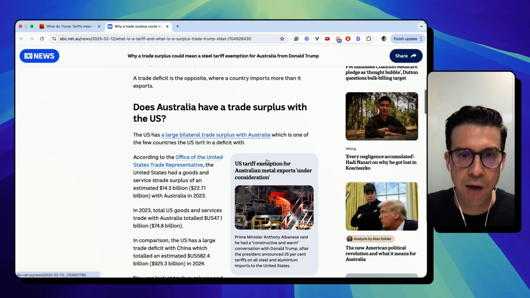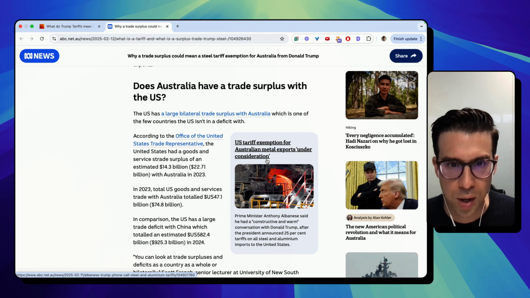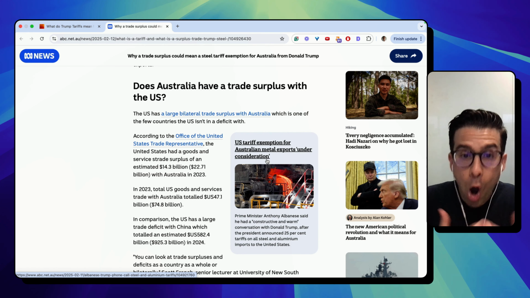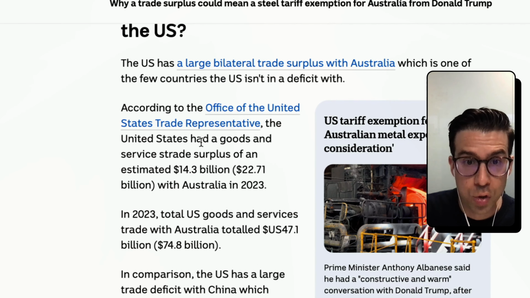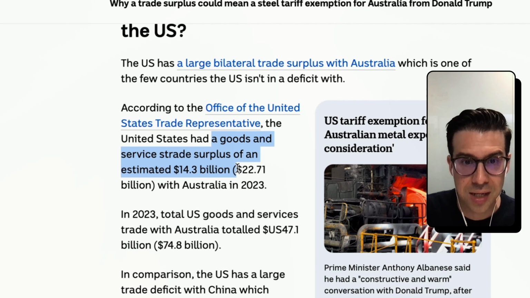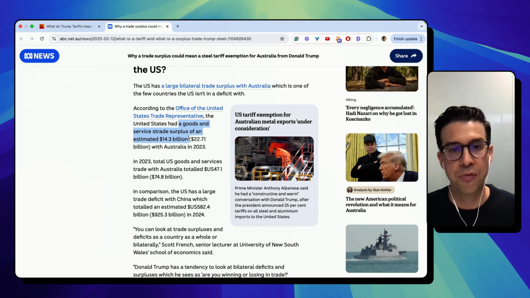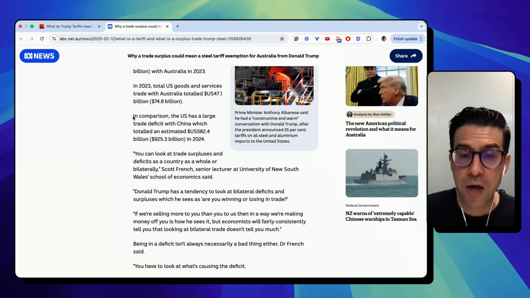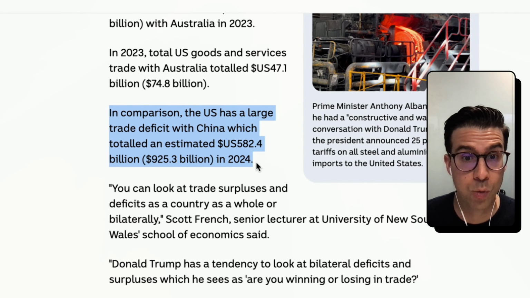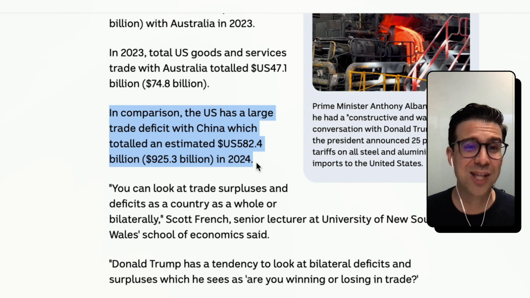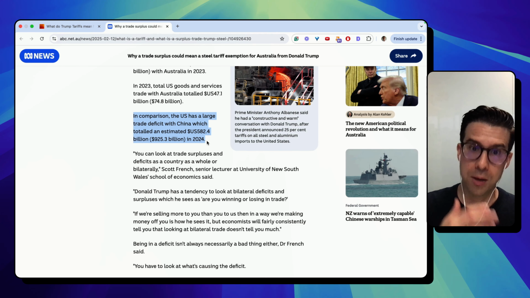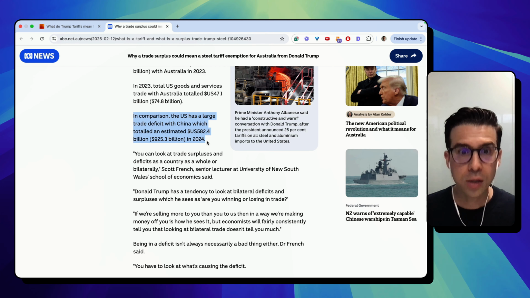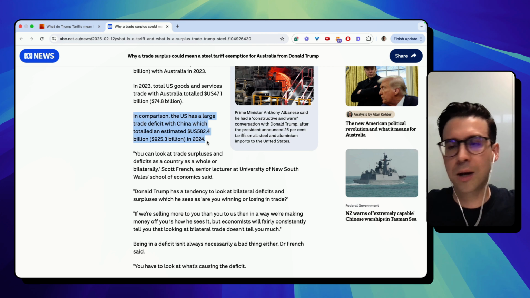So because we have a trade surplus with the US, the hope is that this may cause a stay in the tariffs. To give you a bit of context, the goods and services trade surplus is about US$14 billion, which is Australian $22 billion, and that was in 2023. You can compare that to the trade deficit the US has with China, which is significant: US$582 billion, or Australian $925 billion. So you can see there are a couple of countries where this is going to make a much bigger difference.